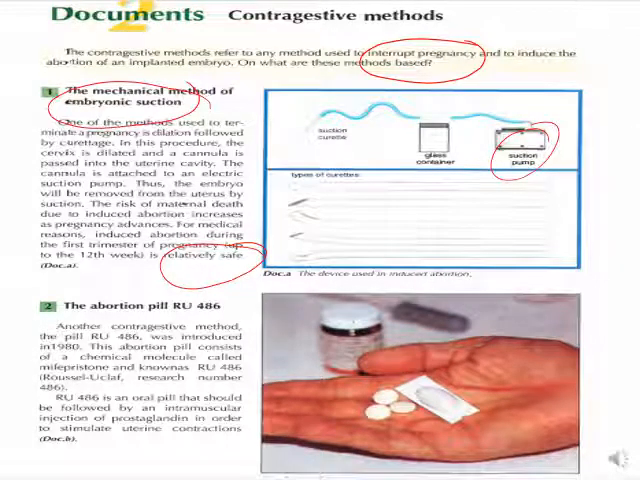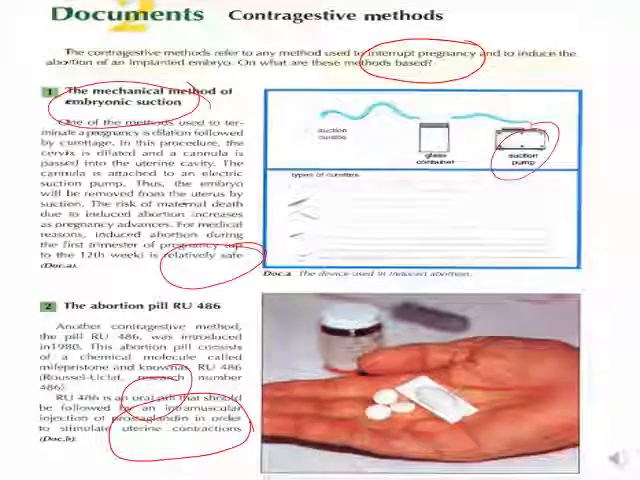The second method is the one called the abortion pill, RU486. Another contragestive method is the pill RU486, which was first introduced in 1980. This abortion pill consists of a chemical molecule called mifepristone, known as RU486 for Roussel Uclaf, research number 486. It's an oral pill that should be followed by an intramuscular injection of prostaglandin in order to stimulate uterine contraction and help the abortion to occur.